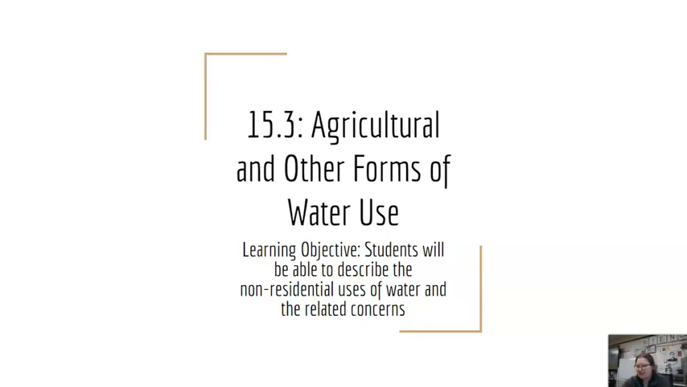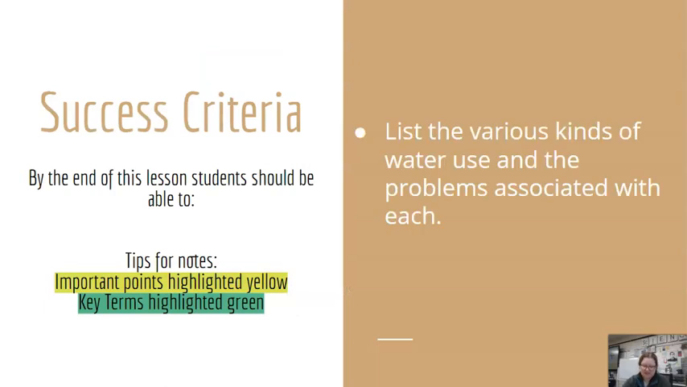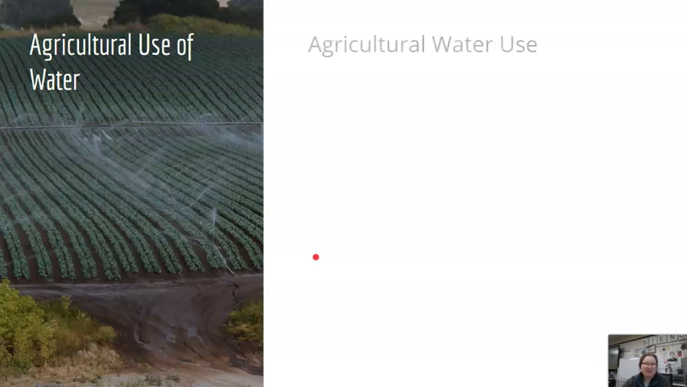Last lesson we talked about residential uses of water. Now we're going to talk about agricultural, industrial, and other forms of water use. So the learning objective here is that you'll be able to describe the non-residential uses of water and the related concerns. The success criteria is the same as last time because we're continuing with uses of water.